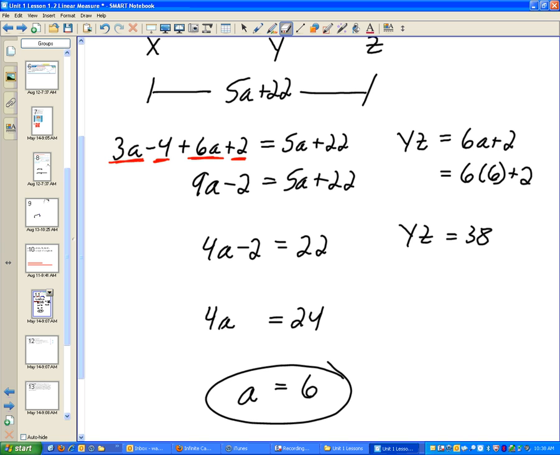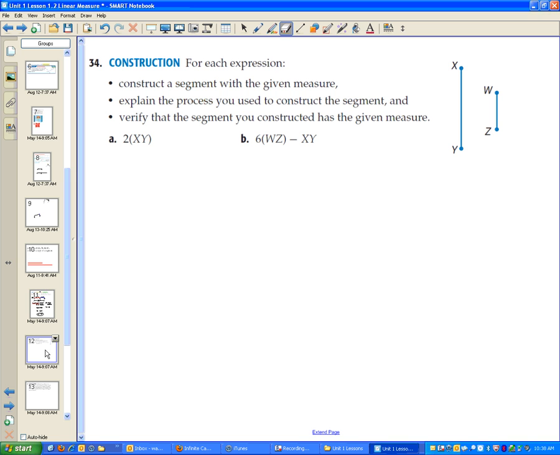All right, we good with 26? All right, let's take a look at 34. It's involving a construction. It says for each expression, we're supposed to construct a segment with the given measure, explain the process you used. I'll let you get away with not writing that. Any other question that you get asked today where it says explain, I want you to explain.